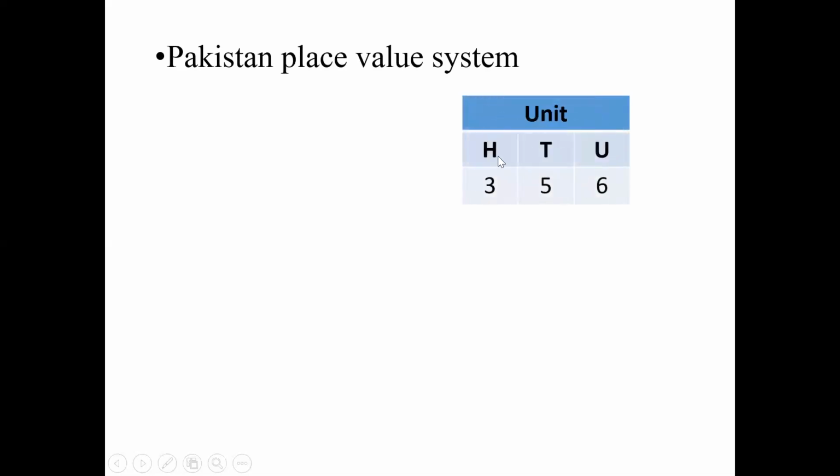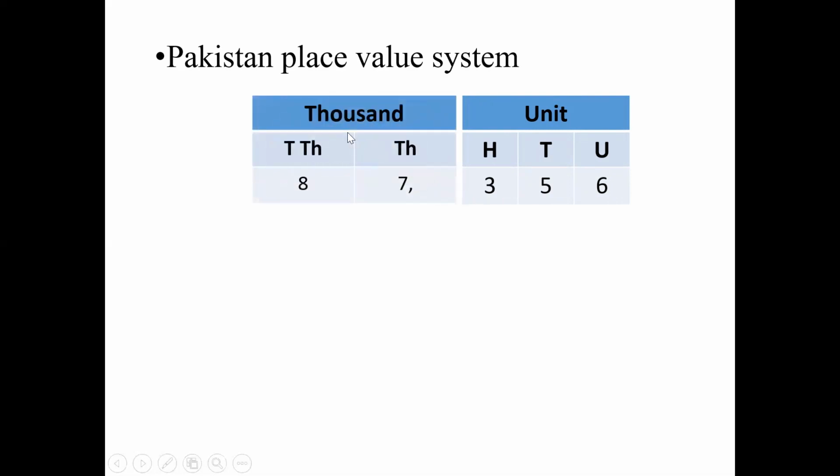Then the Pakistani place value system. The first house is similar to the international place value system, that is unit. The second house is of 1000, but it consists of 1000 and 10,000, meaning 2 rooms. Then the 6th digit in the Pakistani place value system is called lakh, which is the new house, and it is the first member of the lakh house.